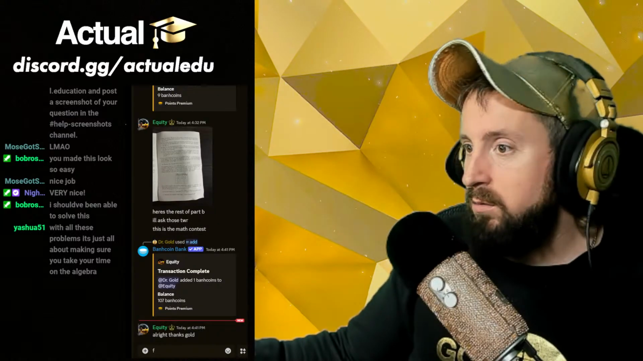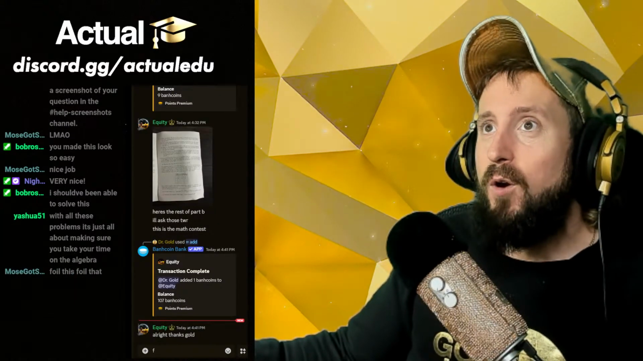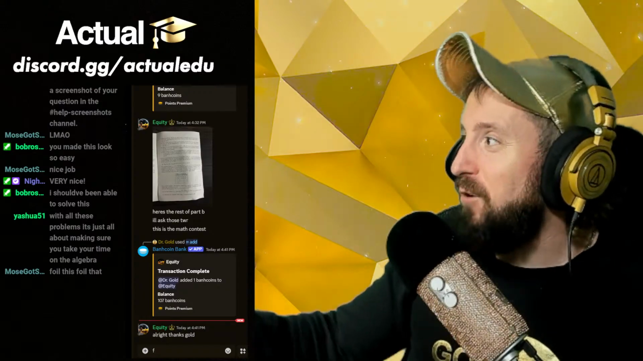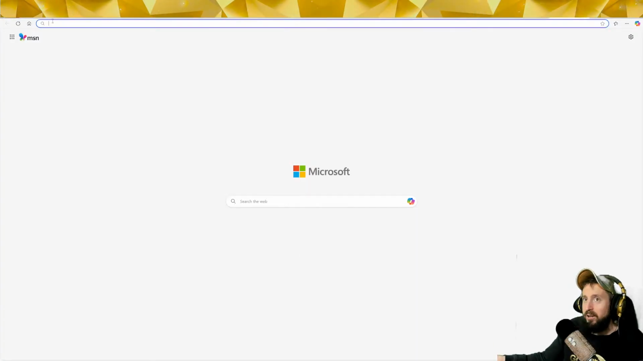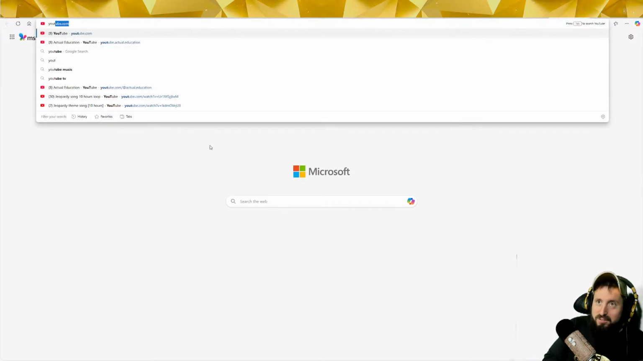Let's see what Azure is asking. Foil this, foil that. I hate foil. I really don't. I really don't like foil. You guys saw what I used earlier with the Punnett square method, dude.